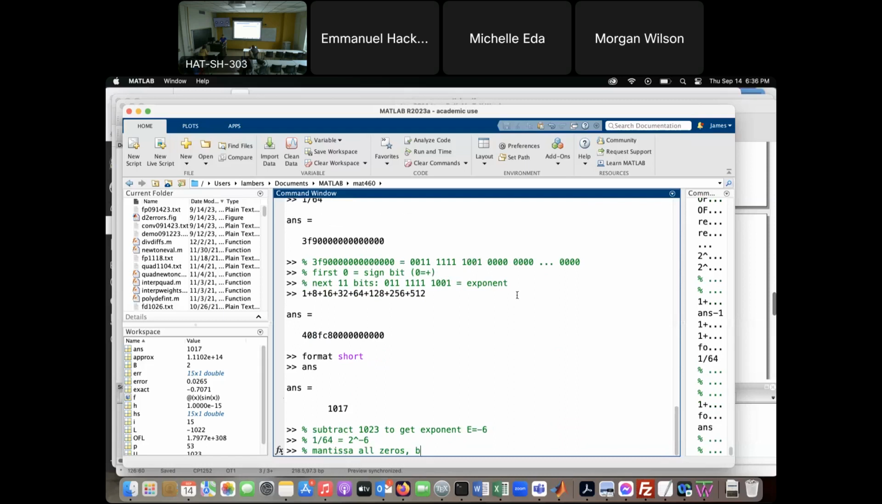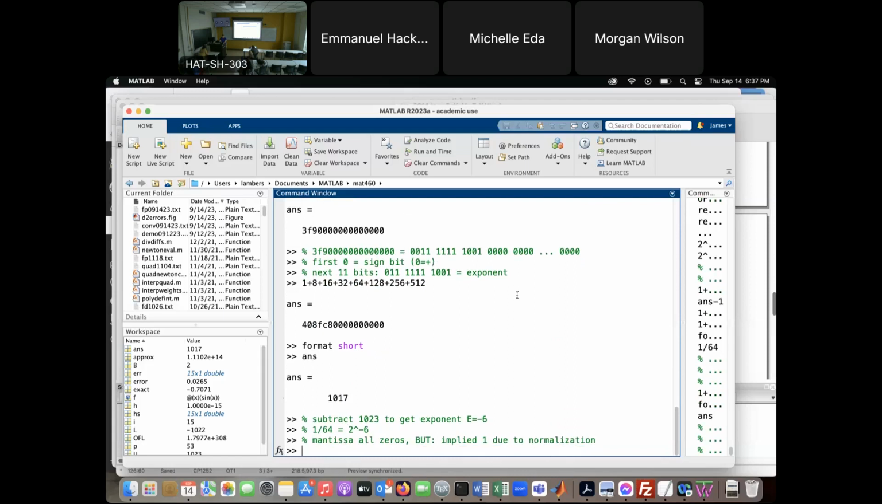But there's an implied 1 due to normalization, and the 1 is not stored. So the actual mantissa is equal to 1.000, 53 total digits.